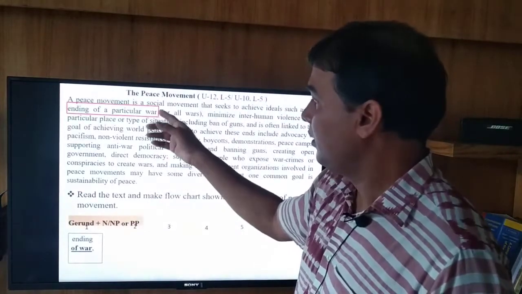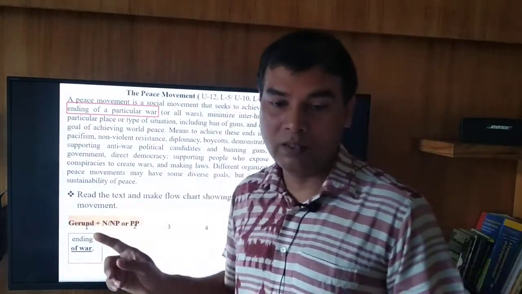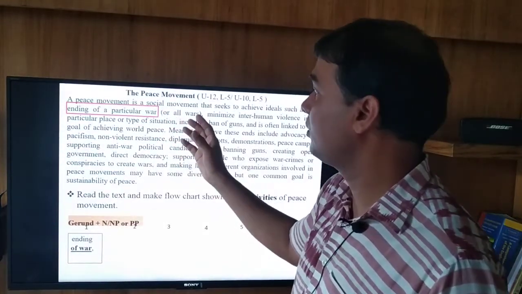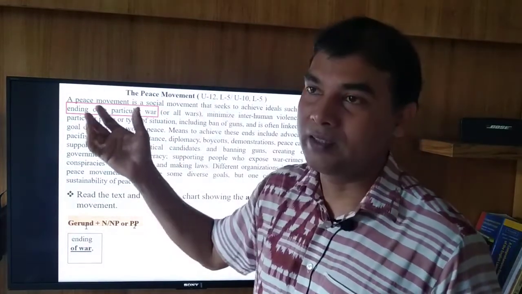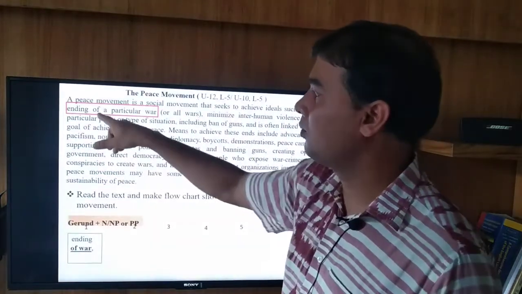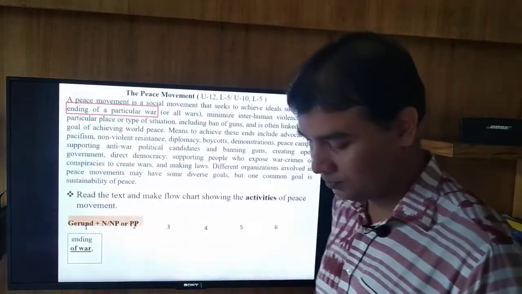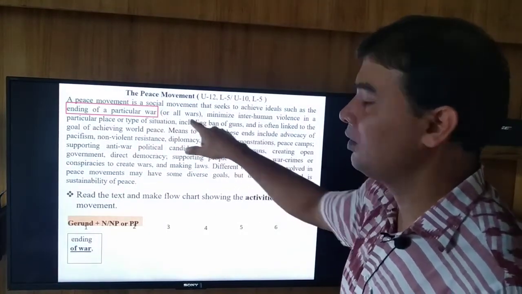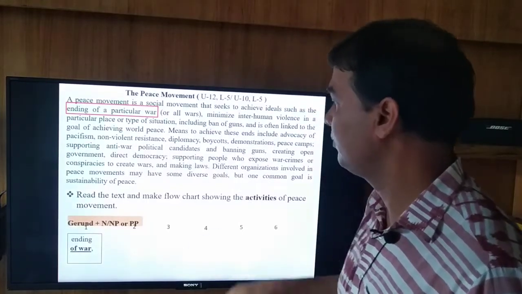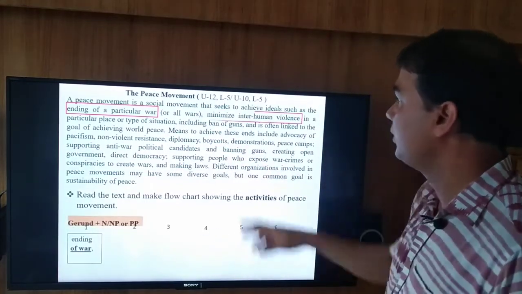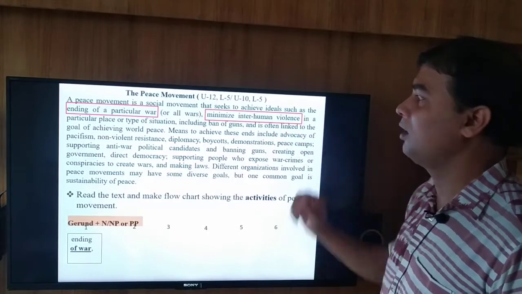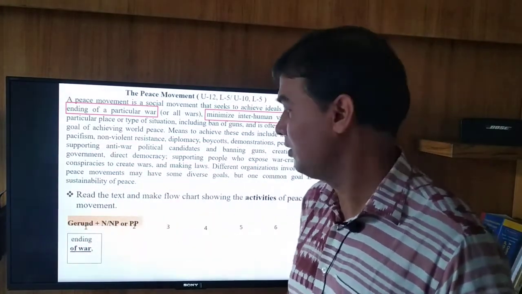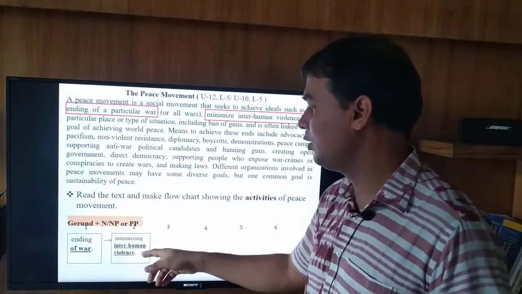Okay, and in a flowchart, one thing you should remember: you should not go back, you should go forward from this point. So from this point we will try to find out the rest of the information. Okay, you see, minimize interhuman violence. So we will make it gerund plus noun phrase, this pattern. So we can write minimizing interhuman violence.